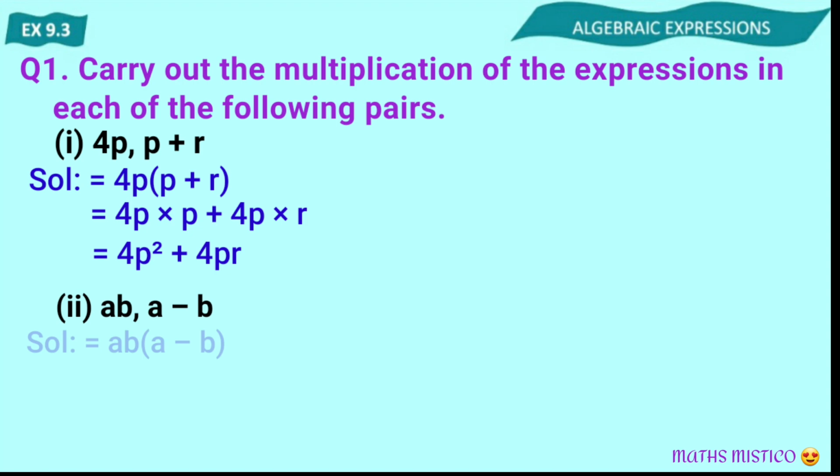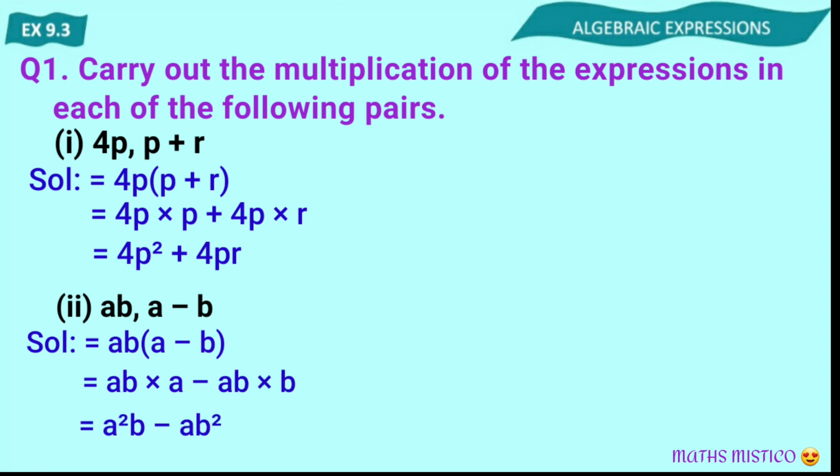Let's solve it. Plus into plus plus, ab into a, then plus into minus minus ab into b, which eventually gives us a square b minus ab square.